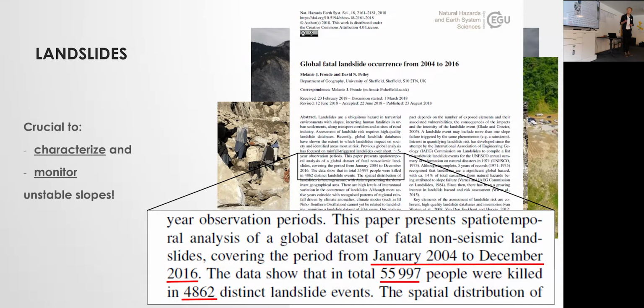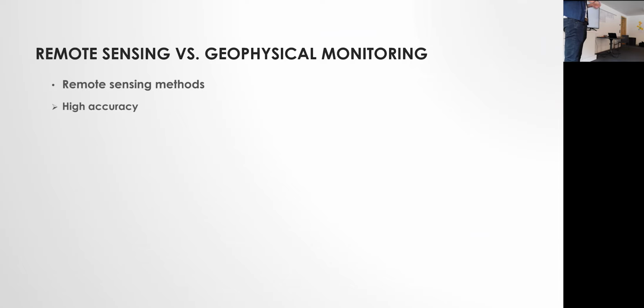Now, in order to reduce the risk of such unstable slopes, they have been actively monitored, of course, often by remote sensing methods. So, for example, radar, GPS, satellites, etc. And they often provide high accuracy measurements with a wide spatial coverage.